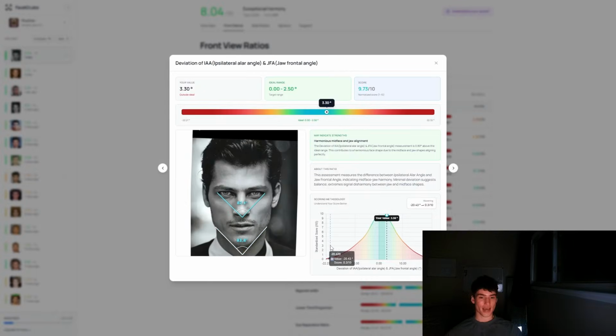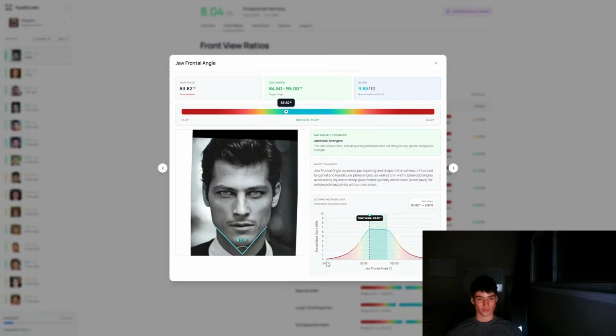So his deviation of the IAA, right? This is basically this triangle right here going from your nose to the edge of your eyes comparatively to your jawline. Those want to be harmonious, as close as possible. His is a little outside the ideal, not too bad though. Now his jaw frontal angle, it's about 84 degrees. So he's right in that ideal range. And when I was measuring this, it looked like it was 90 degrees, but it actually looks like it's a little bit more narrow, similar to how his canthal tilt is, right? So he's still hitting there.